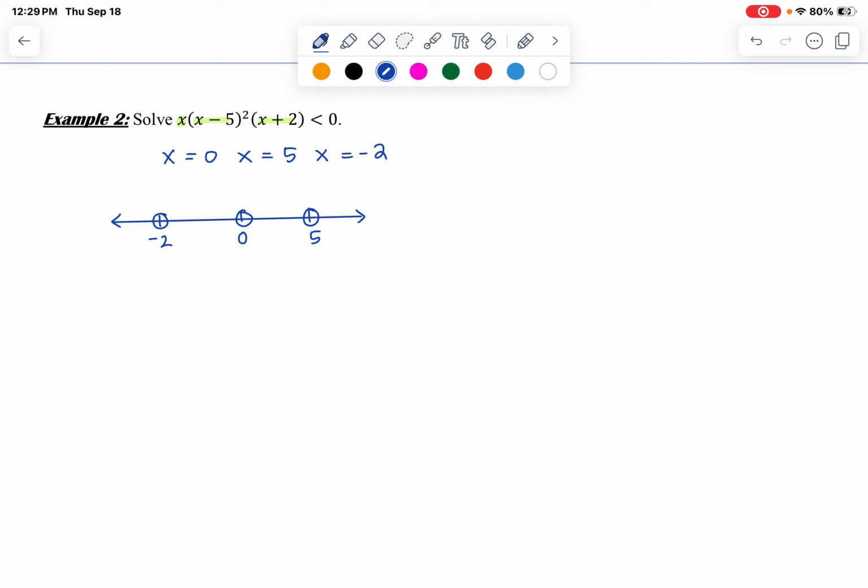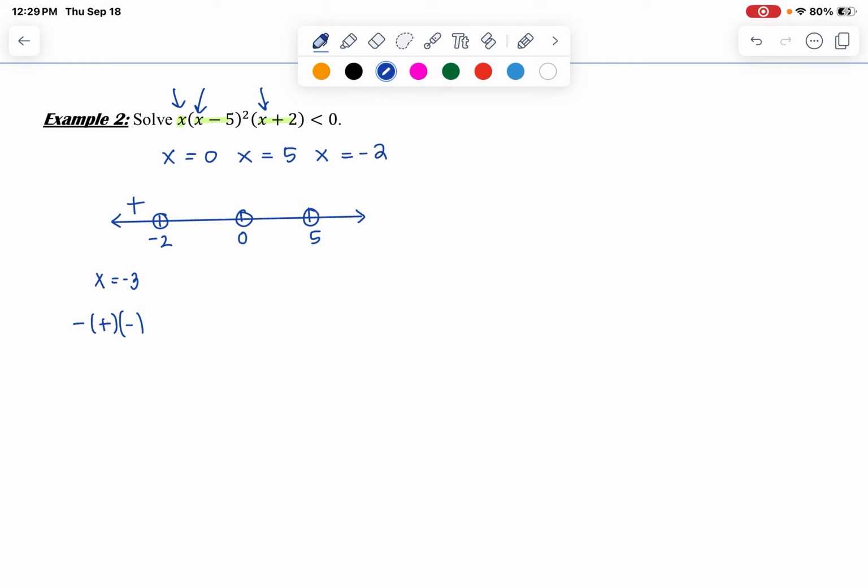I'm going to start by checking x equals -3. So if I plug in -3 here, here, and here, I have to say what I get. So I get -3 for the first one. -3 minus 5 is -8. I'm squaring it. That's a positive. -3 plus 2 is a negative. A negative times a negative times a positive is a positive. So those values are all positive right there.